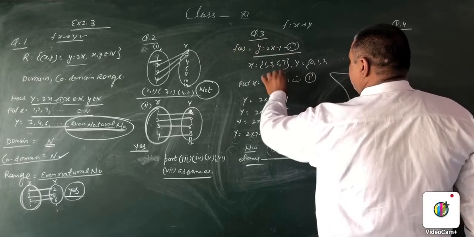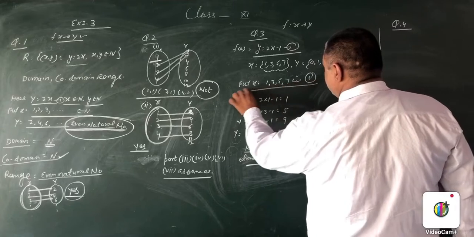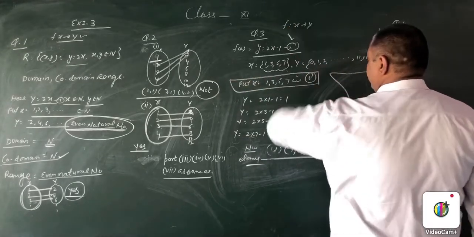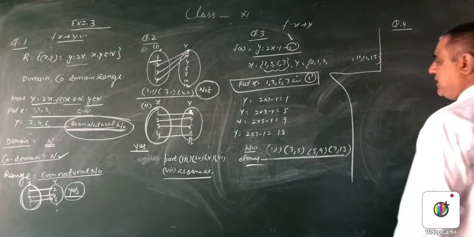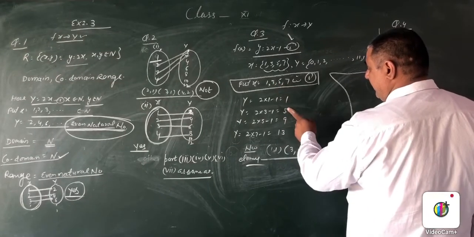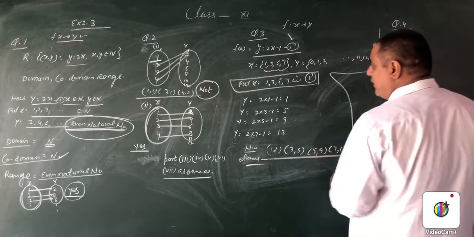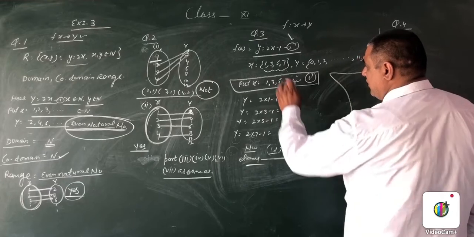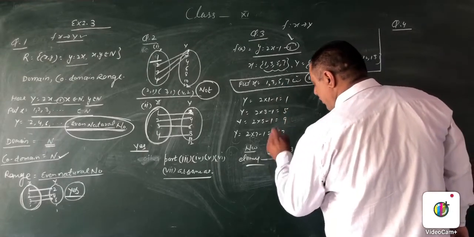Now the value of x is given. We put the values of x, 1, 3, 5, 7, in the function f(x), then we obtain the values of y. If we put 1, we get 1. If we put 3, then 5; 5 gives 9; 7 gives 13. Now the elements of this function: we put x equal to 1, we find y is 1. This is the set of ordered pairs.